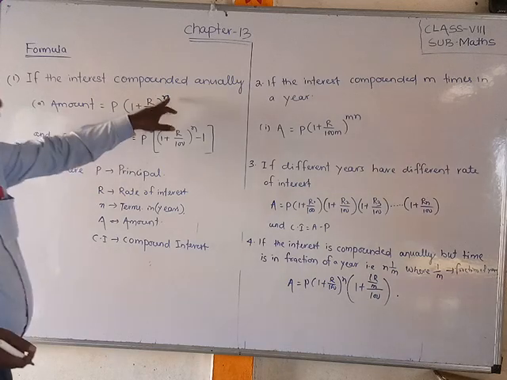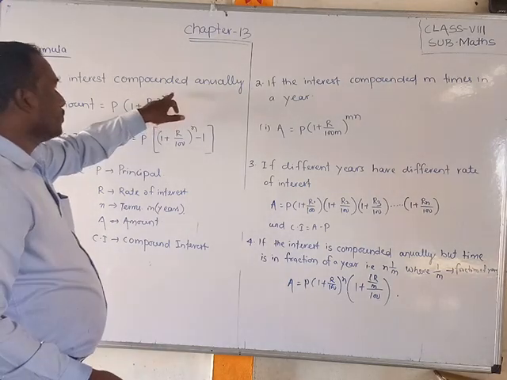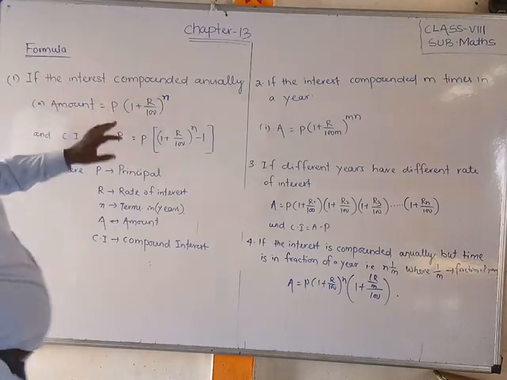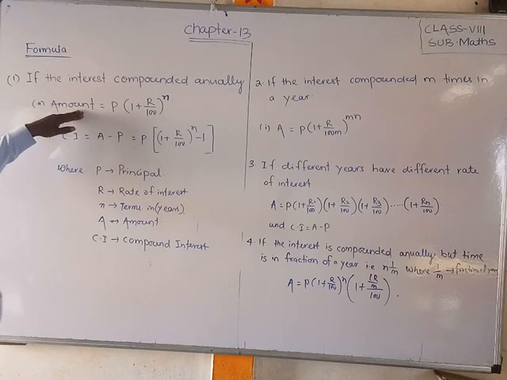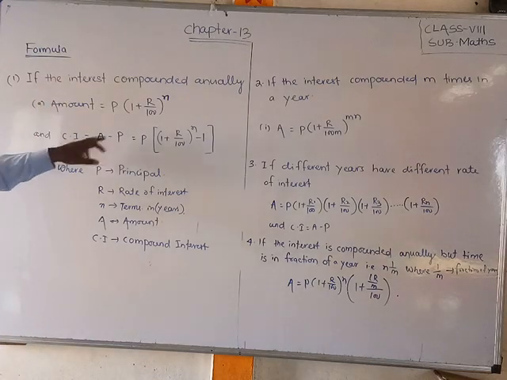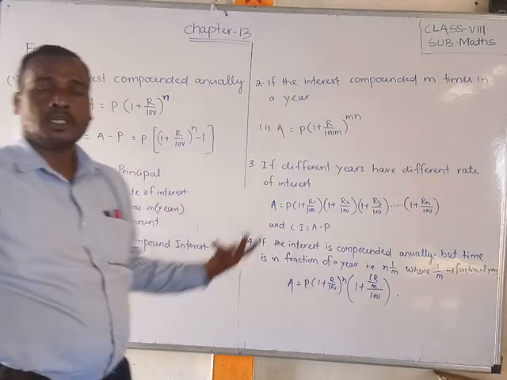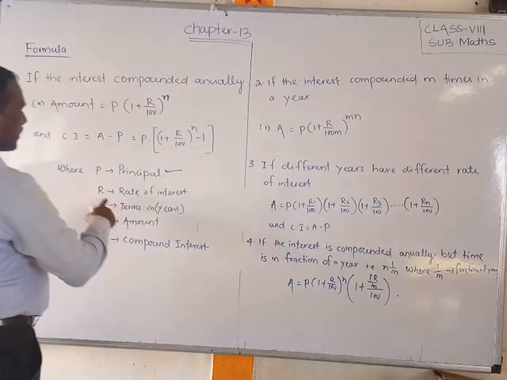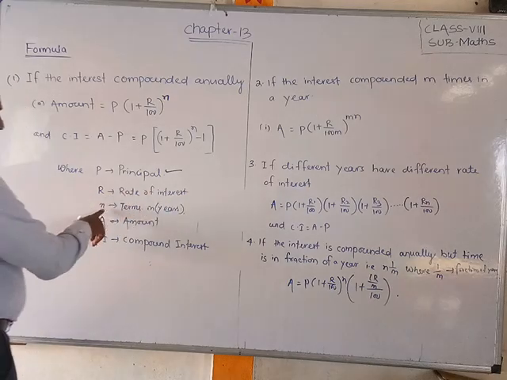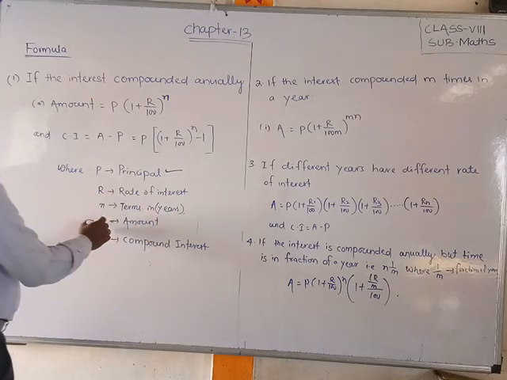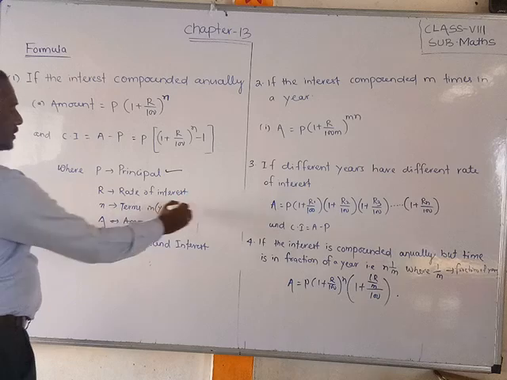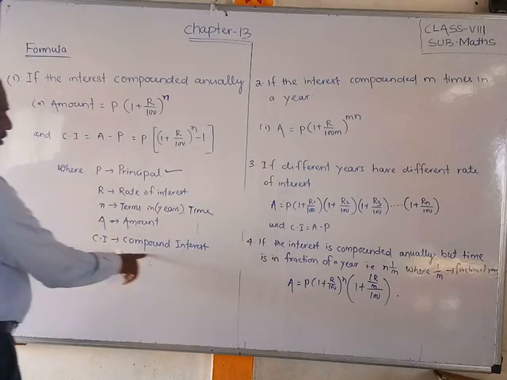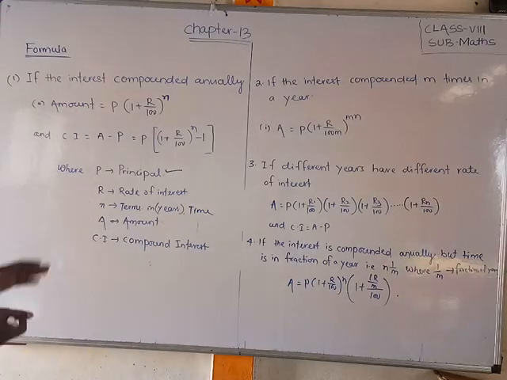Here n is the number of years given, R is the rate of interest, and P is the principal. If you put in the values, you get the amount. And if you subtract the principal from the amount, you get the compound interest. This is the direct formula, where P is the principal, R is the rate of interest, n is the number of years, A is the amount, and CI is the compound interest. Did you understand, friends?